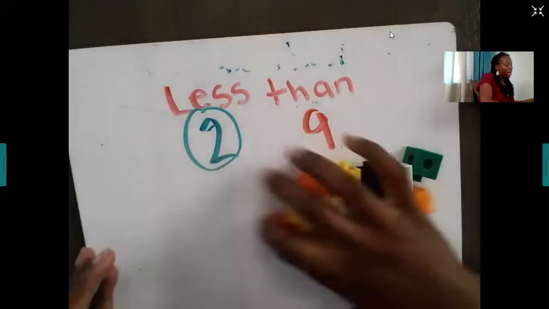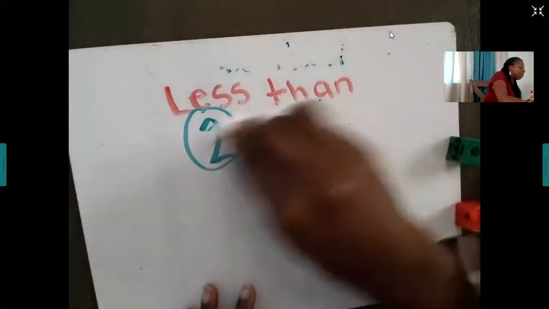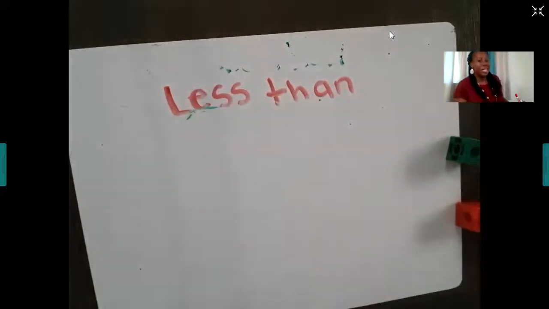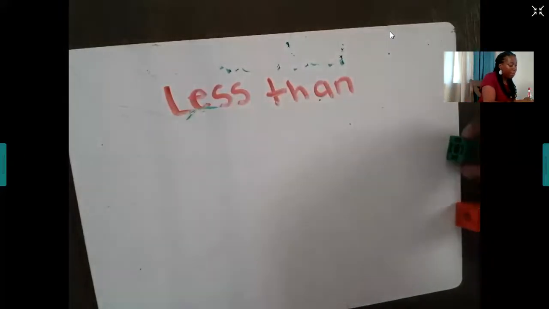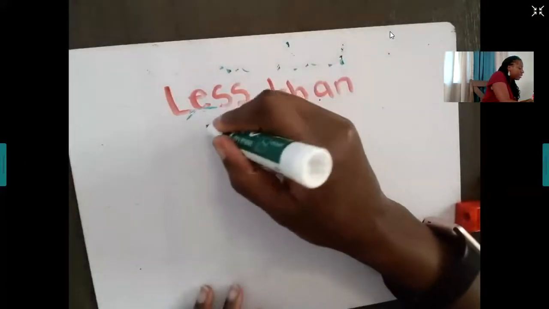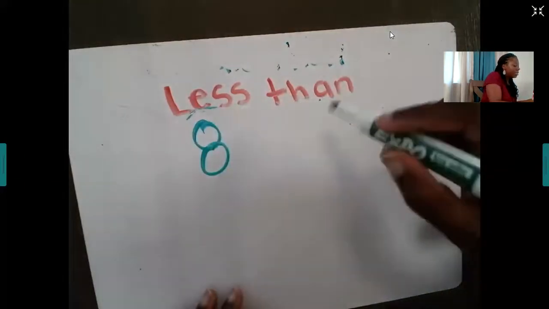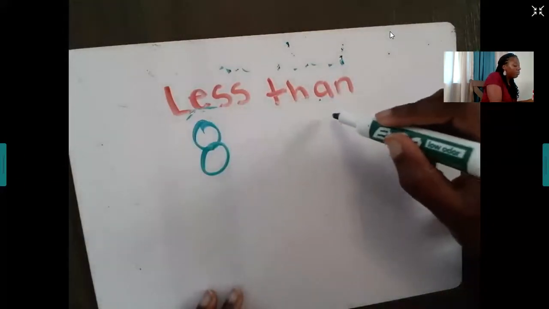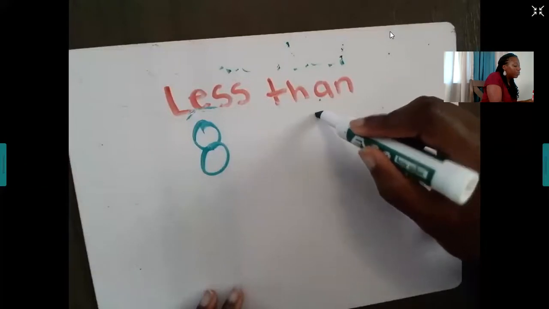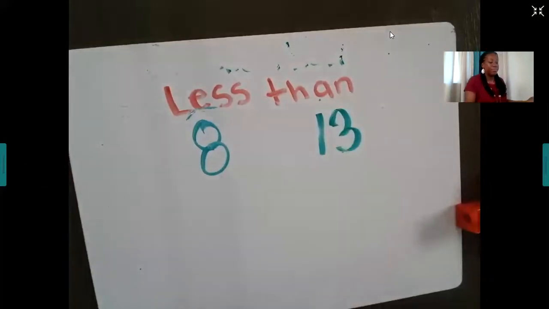All right, let's look at one more example, and then I think you guys got this, right? How about the numbers 8 and 13? Which number is less than? 8 or 13? Well, let's use our manipulative so we can see it. Sometimes we just need to see those numbers.